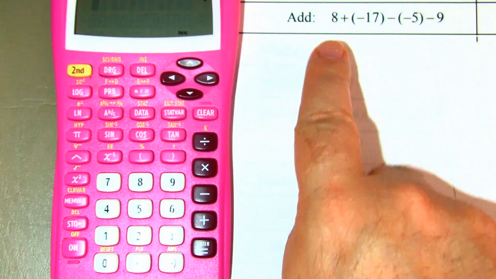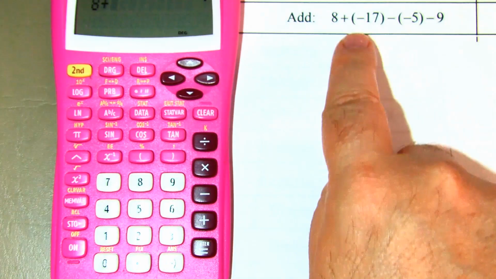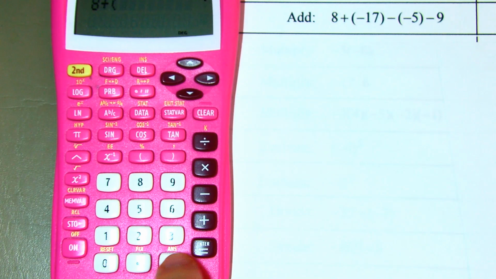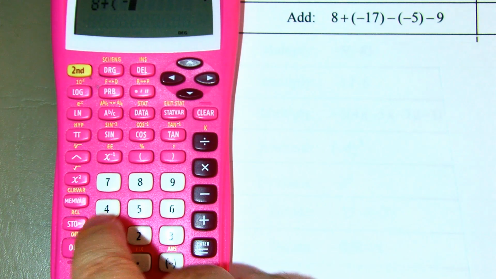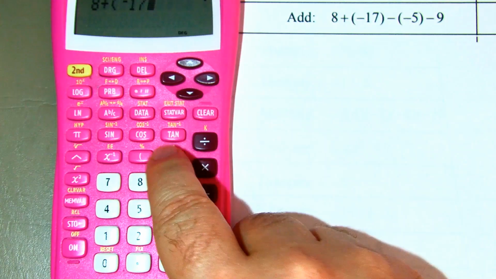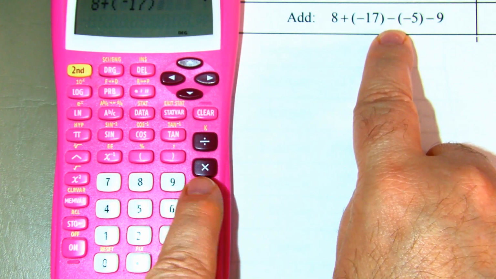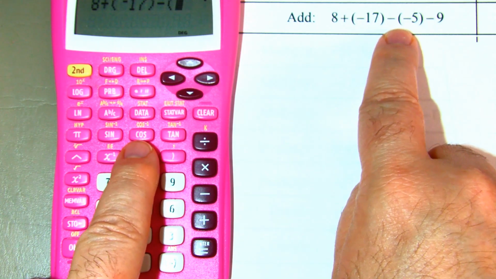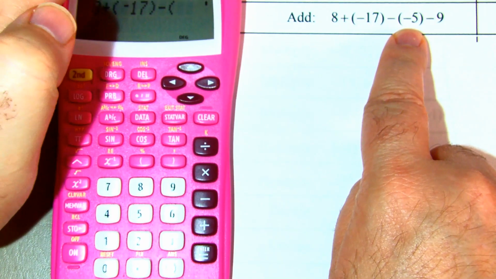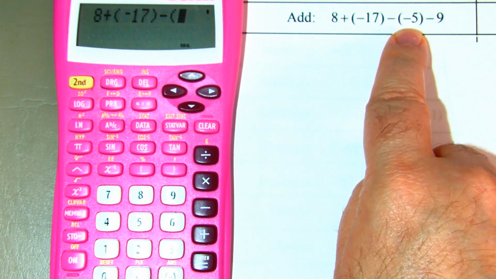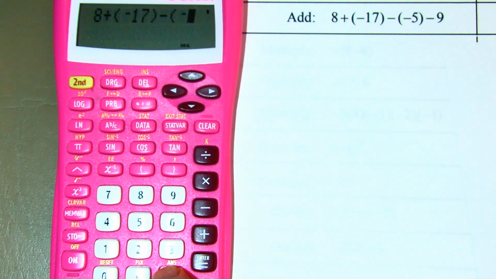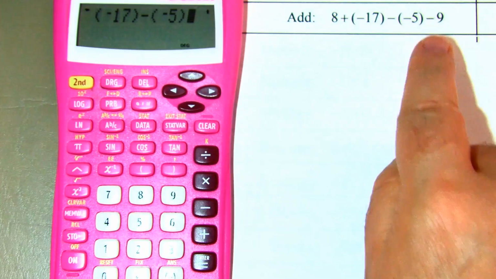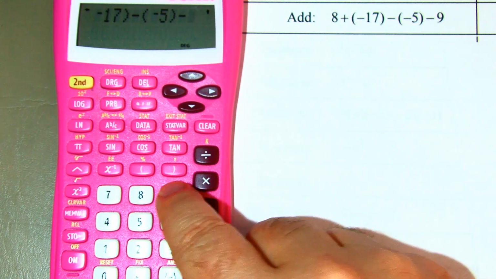I'm going to hit clear, and then I'm going to do 8 plus, open parentheses. Keep in mind that's a negative 17, so I'm going to hit this little button way at the bottom here, the negative button, negative 17. Close the parentheses, subtract, and then open the parentheses. I'm going two-handed here because I'm going to lose track of where I was. When I open the parentheses, there's a negative 5 inside, so that's the little negative button down at the bottom, negative 5. And close the parentheses, subtract 9, minus 9.